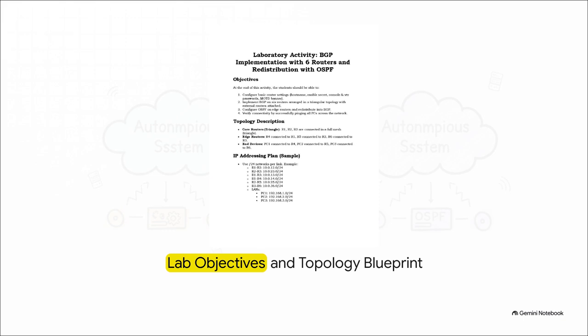Okay, let's dive into this blueprint and look at our core objectives. We're outlining a completely functional architecture here. First up, we need to establish our basic router settings. Second, we're tasked with implementing BGP, Border Gateway Protocol, across 6 routers arranged in a really specific core and edge design. Third, we'll configure OSPF on our edge routers and perform mutual redistribution into BGP. And finally, our ultimate proof of concept, verifying full connectivity by pinging all end-user PCs across the network. We're not just configuring devices today, we're literally building bridges.